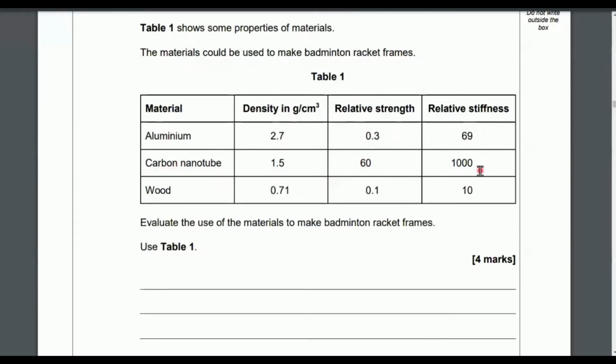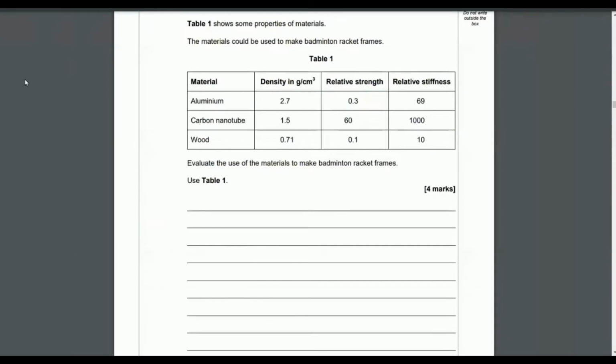And we got one of these questions which is kind of easy. It says evaluate the use of materials to make the badminton racket frames, 4 marks. You just need to use the information given to you in the table, and you just need to make relevant points about each. So you've got to do a bit of a comparison. If you're evaluating it, you're going to say, okay, which one is the strongest? Why would that make it a better material for a racket? Which one is the lightest? Why would that make it a better material for a racket? So you're just really going through and comparing and selecting the correct data and putting it into your answer. And that's really the best way to answer this question.